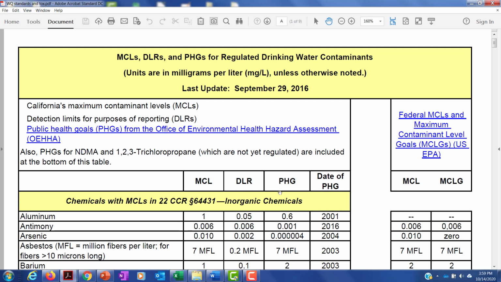Skip this DLR. I also want to tell you about the PHG, which is a public health goal. It's important to understand the difference of these things. And then, I'm sorry, the last one, the maximum contaminant level goal. These are three different things, and by knowing the difference of them, I think you understand each one quite a bit more.